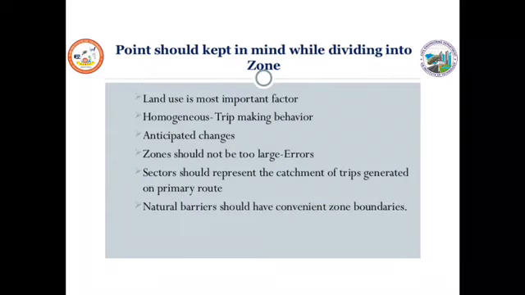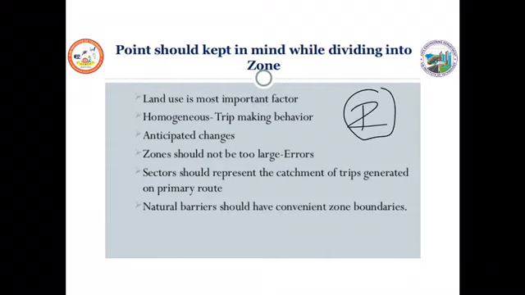As I already mentioned, the zone should be of homogeneous land use, and we need to consider anticipated changes in the land use as well. When we consider a residential area, in the future that residential area may get converted into a commercial establishment, or the industrial sector may completely get closed and be converted into some other land use pattern. So if any land use pattern is going to change in future, that also needs to be considered while dividing the area into zones.